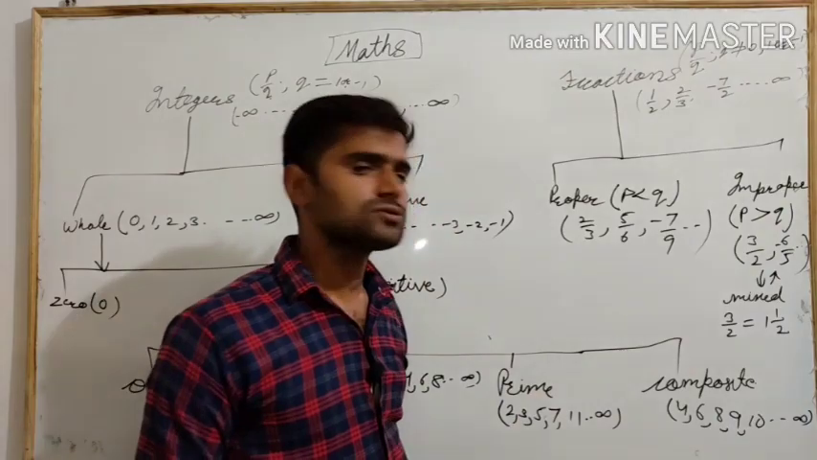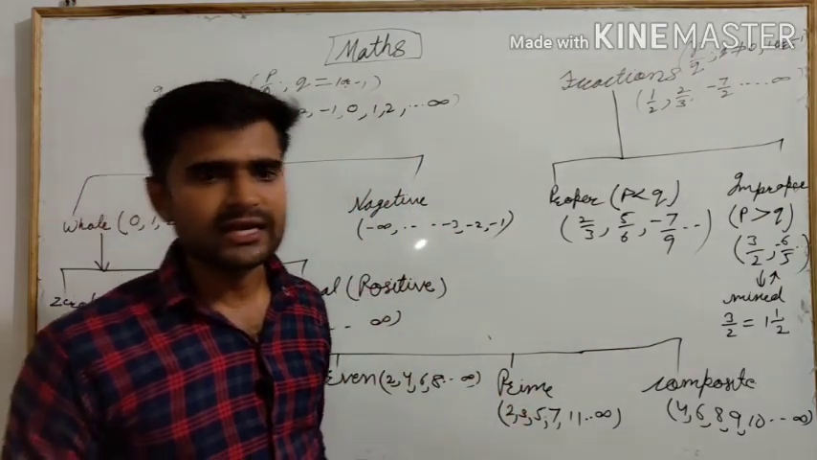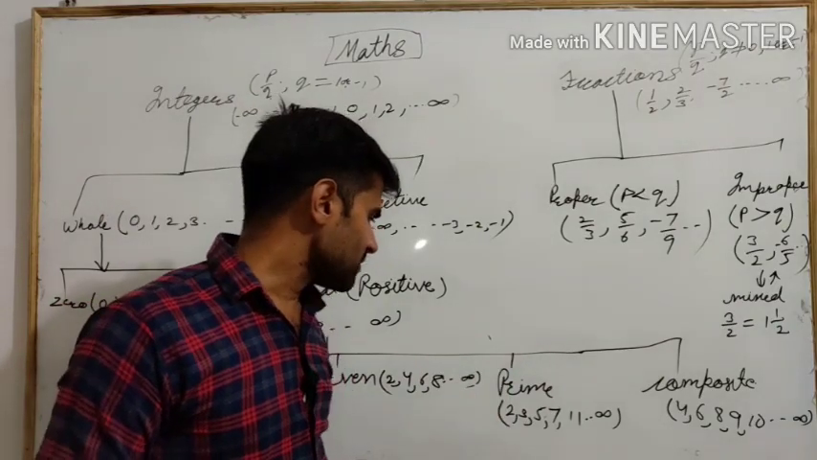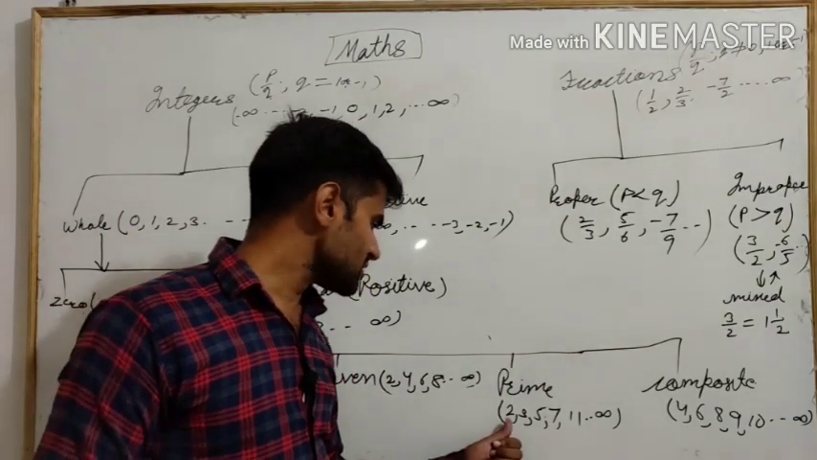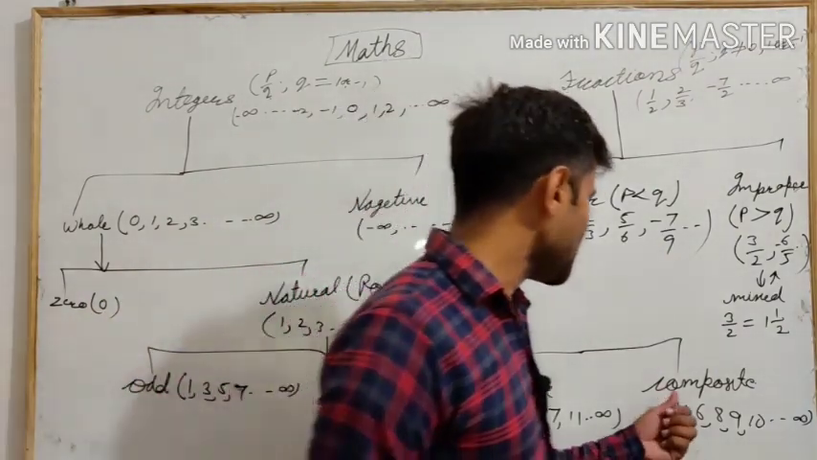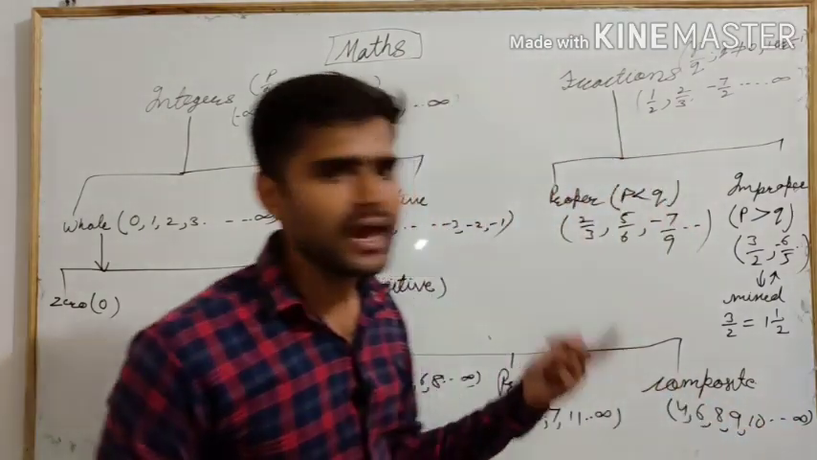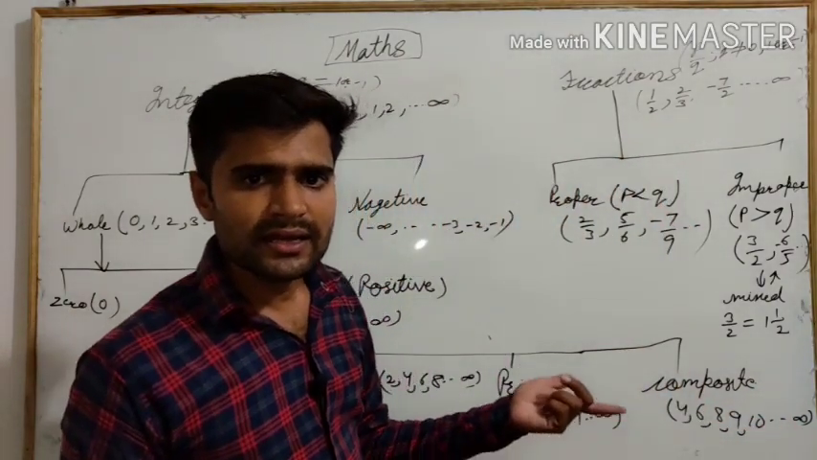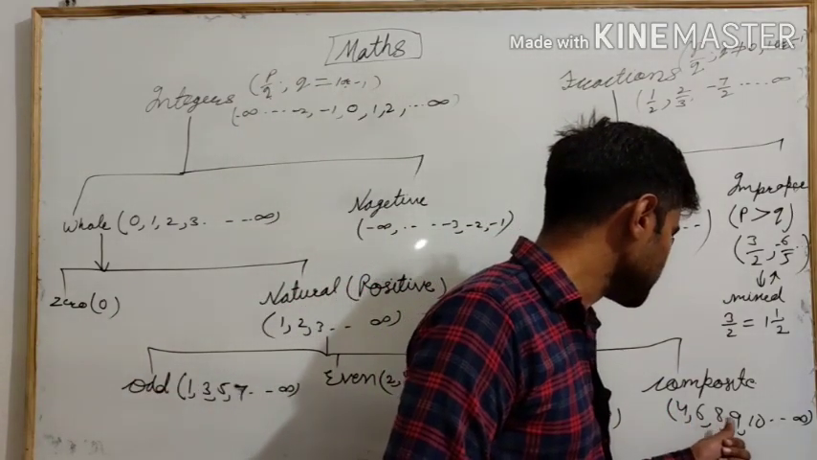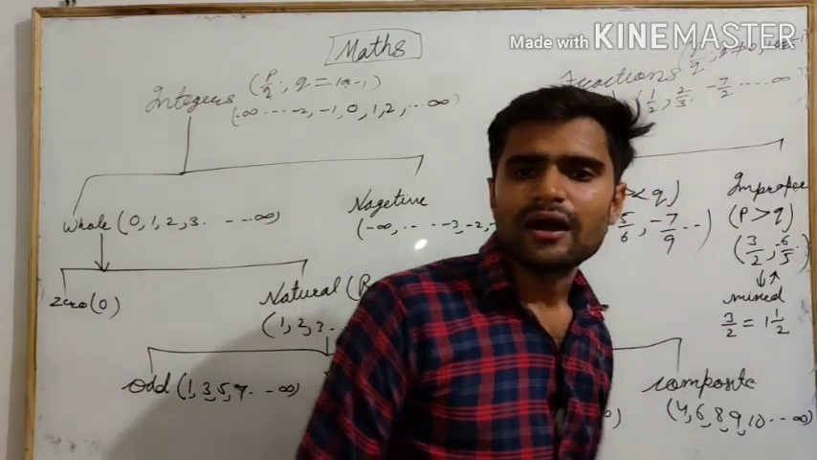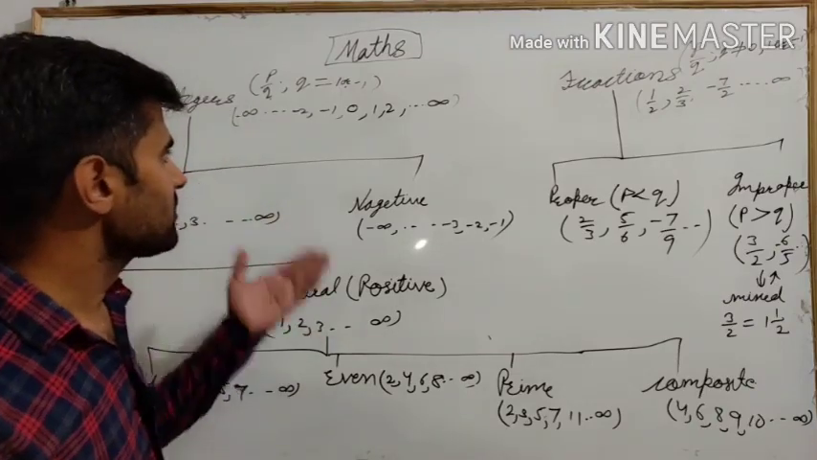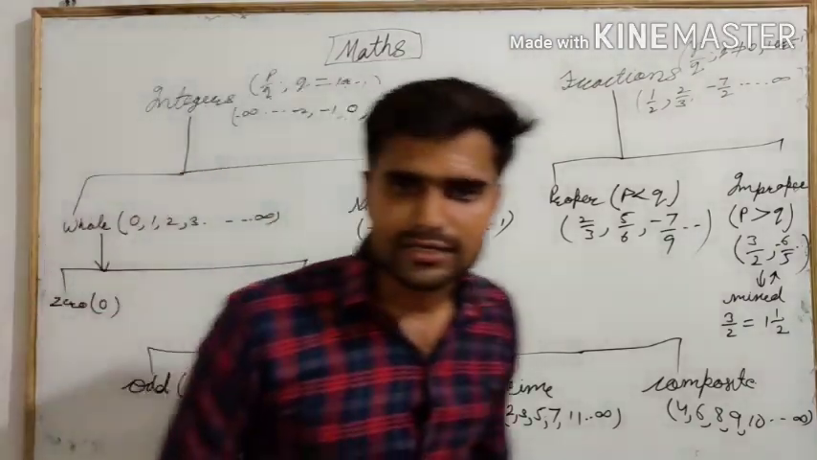Prime numbers are divisible by itself and 1. It means a prime number has only two factors, which are 1 and itself. Examples are 2, 3, 5, 7, 11 up to infinity. And last is composite numbers, which are divisible by numbers other than 1 and itself, then 4, 6, 8, 9, 10 and up to infinity. So this is our number system chart.